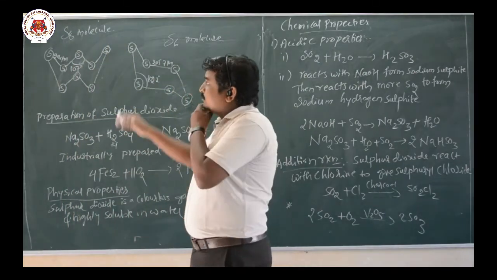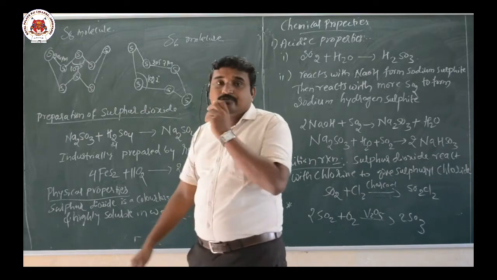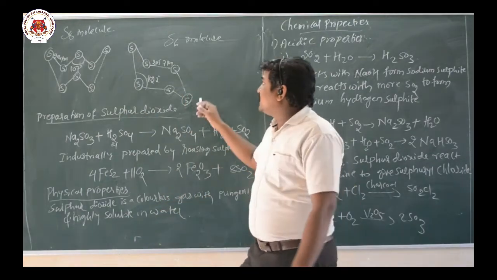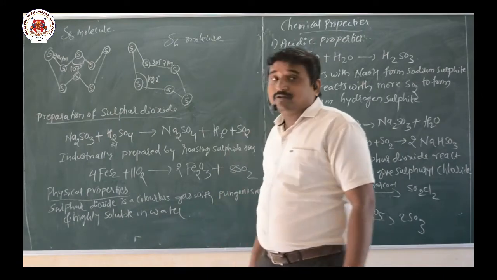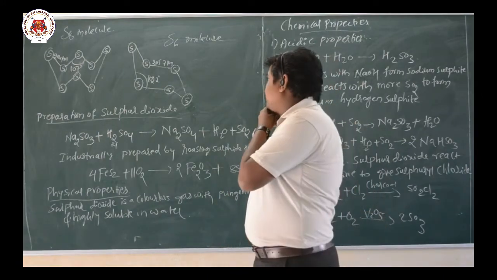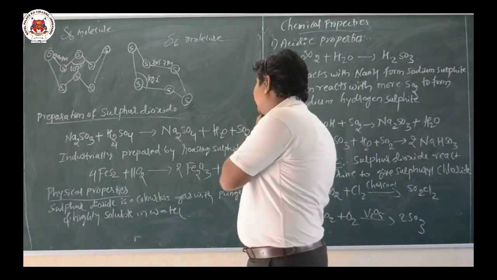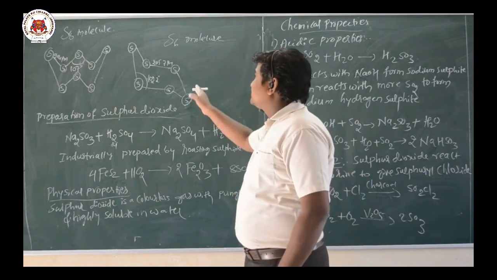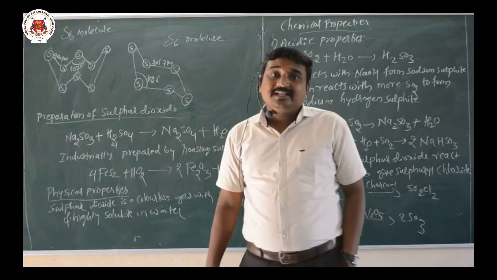In the boat form, the bond length is 204 picometer and the bond angle is 107 degrees. Whereas in the chair form, the bond length is 205.7 picometer and the bond angle is 202.2 degrees. So this is about the structure of the S8 molecule and the S6 molecule.